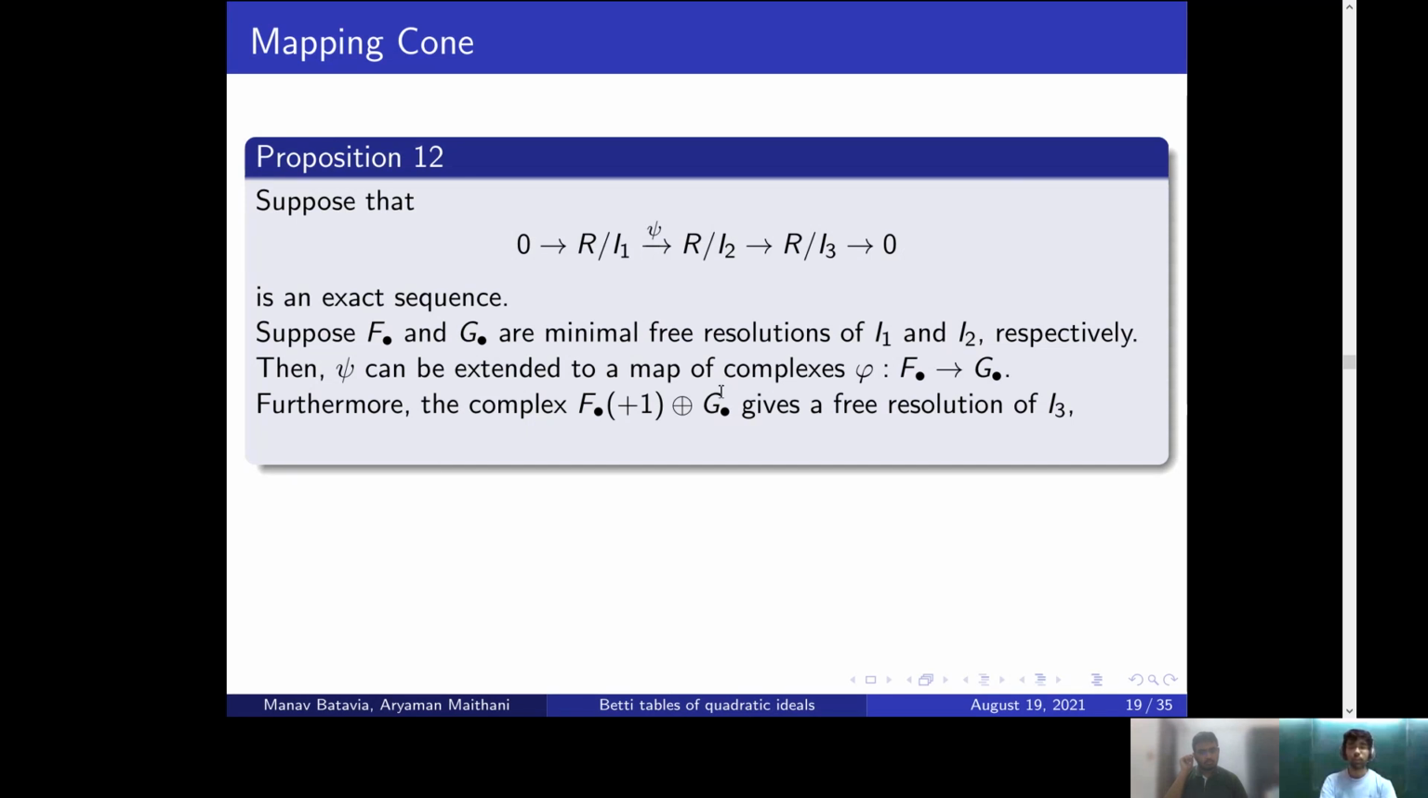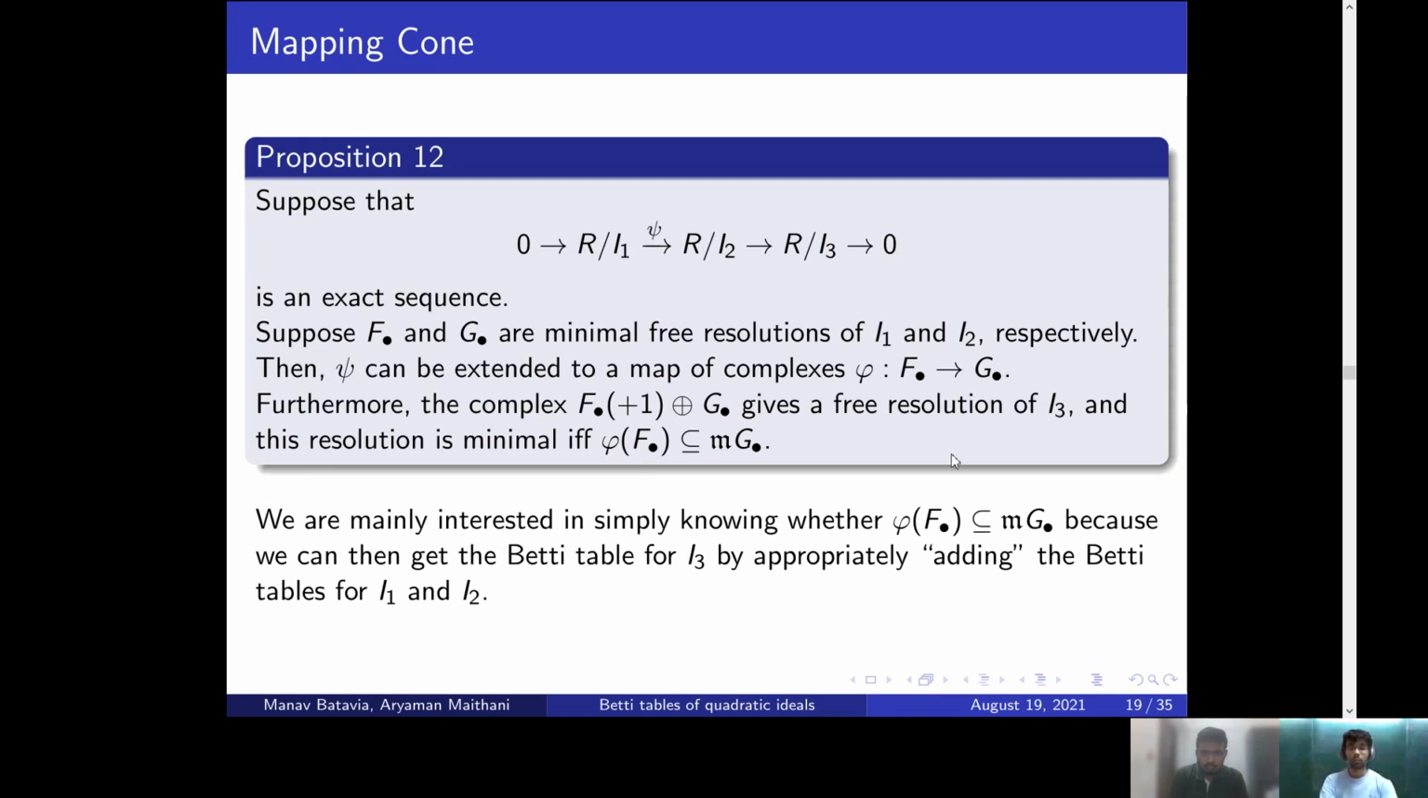Furthermore, we can combine these two resolutions to give a free resolution of I3. And the important part to us is that this resolution is minimal if and only if the image of f dot is contained in m times g dot. We are not so much interested in the maps because what we know is that once this condition is satisfied, then we can get the Betti table for I3 by appropriately adding the Betti tables for I1 and I2. The way one does this is by shifting the Betti table of I1 appropriately and juxtaposing it on I2.